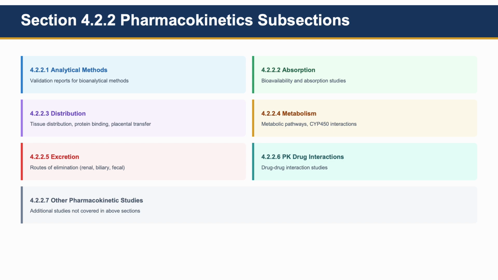Section 4.2.2.4 covers metabolism studies including metabolic pathway identification. Section 4.2.2.5 addresses excretion through various elimination routes. Section 4.2.2.6 contains pharmacokinetic drug interaction studies. Section 4.2.2.7 is reserved for other pharmacokinetic studies.